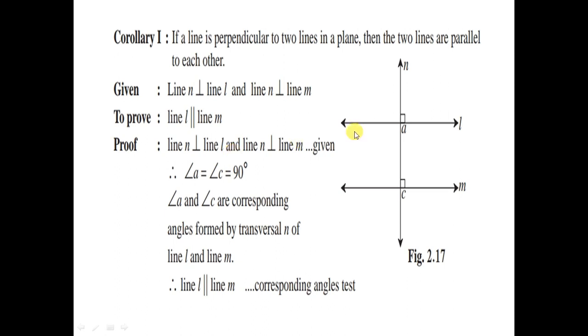It is a simple proof. Line N is perpendicular to line L and line N is perpendicular to line M, and angle A equals angle C, both are 90 degrees. But angle A and angle C become corresponding angles. Therefore, since the corresponding angles are congruent, line L is parallel to line M. Using the corresponding angles test, we have proved them to be parallel.